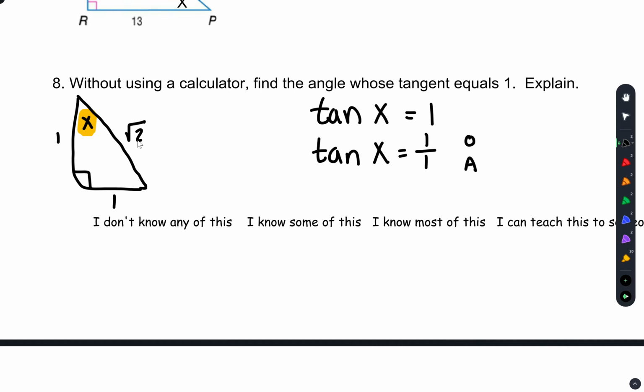The hypotenuse would be square root of 2. The legs are congruent, which means these base angles are congruent, which means they each have to be 45 degrees. So without using a calculator, with just using my special right triangles, I just discovered that x has to be 45 degrees. Any questions on that? Kind of a weird one.